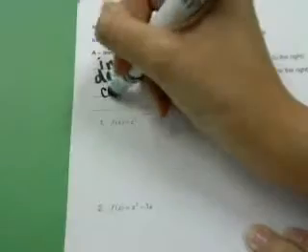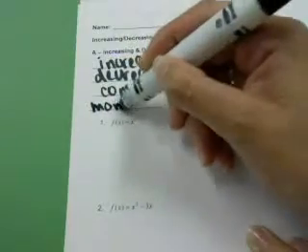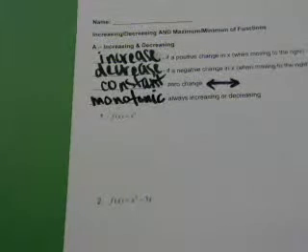The next word is constant. If there is zero change in the graph, we know it's constant. And finally, there's a new word probably for you, which is called monotonic. And that means it is either always increasing or always decreasing. Monotonic should make sense to you because mono means one. Let's look at some graphs.